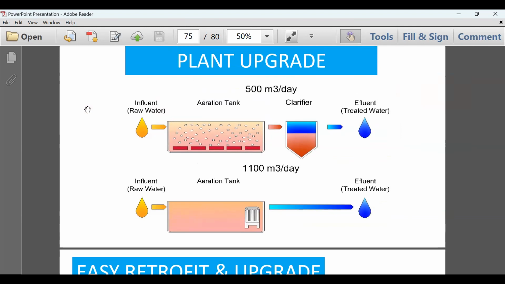Then, plant upgrade. If you already have a conventional activated sludge plant, and you need to upgrade or double the capacity, you can use the same aeration tank without a clarifier, but your output water quality is far better than the activated sludge method.